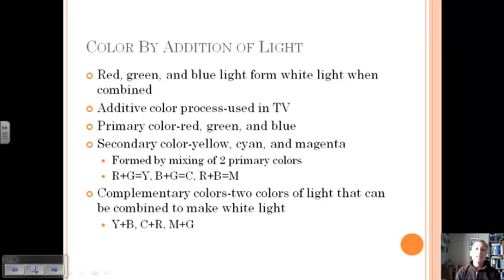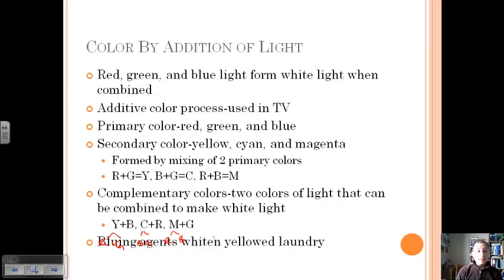Complementary colors are two colors of light that can be combined to make white light. It's got to be a primary and a secondary put together. Our three complementary color combinations are yellow and blue, cyan and red, or magenta and green. The way that you can figure this out is that yellow is really just red and green put together, so we've got red plus green plus blue, and we know that the three primary colors put together make white light. Same thing for cyan and red. Cyan is blue and green, so we have blue, green, red. Again, we have all three primary colors. And then magenta and green: magenta is red and blue, so again, it's all three primary colors. So complementary colors are a primary and a secondary that make white light.